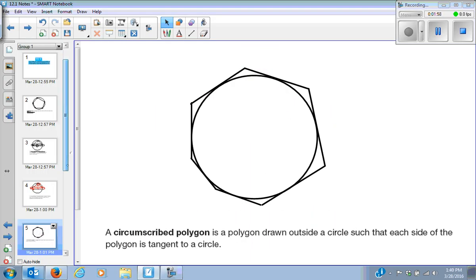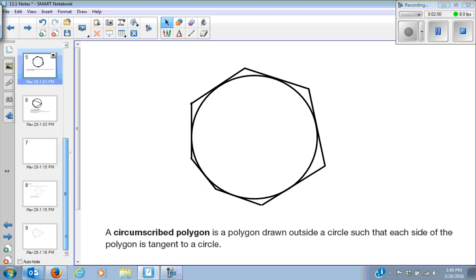Alright, now we're getting to that other word, circumscribed. A circumscribed polygon is a polygon drawn outside the circle such that each side of the polygon is tangent to the circle. Remember, tangent is a word that we talked about. Notice it only hits the circle at one point. I'm drawing all the tangent points right there. So this would be a circumscribed polygon. Notice the circle is on the inside of the polygon, whereas last time when it was inscribed, the polygon was inside. So that's the difference between inscribed and circumscribed.